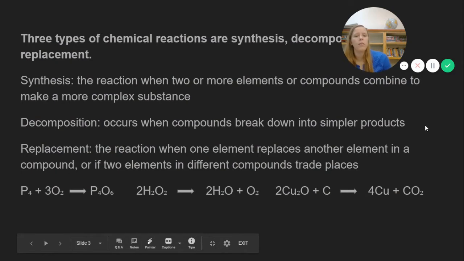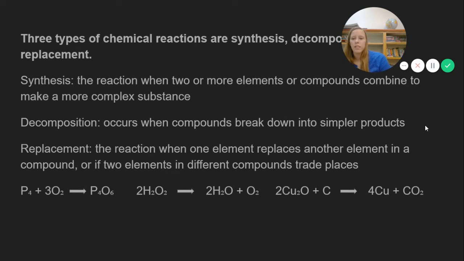So when more than one are together, that's a compound. Decomposition occurs when compounds break down into simpler products. And then replacement, the reaction when one element replaces another element in a compound, or if 2 elements in different compounds trade places. Let's look down here.